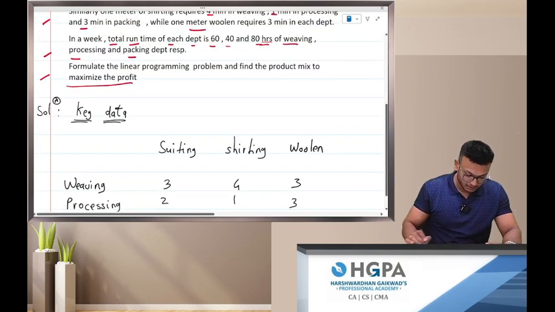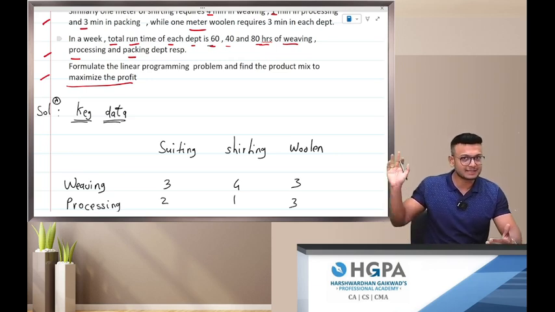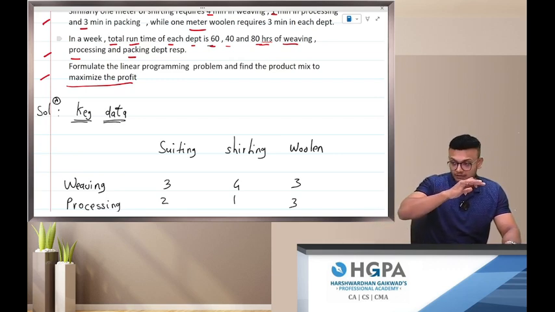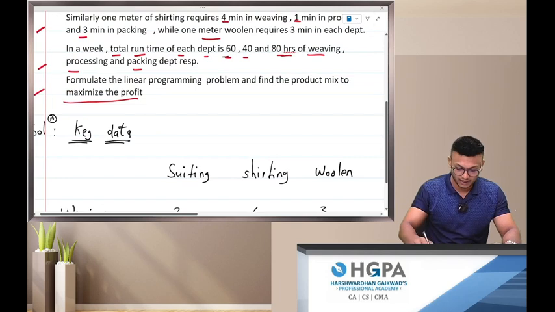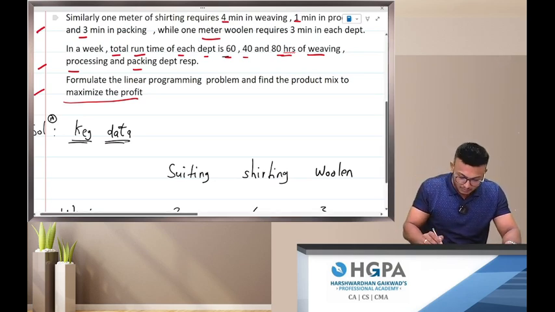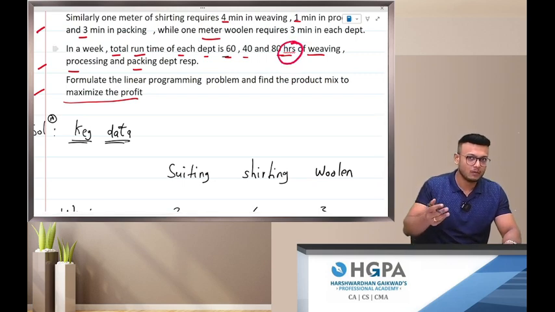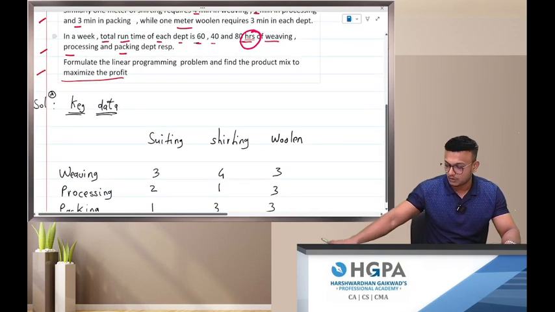Now, next, the total runtime of each department is 60, 40, and 80. Can I say this is the limitation constraint? Because whatever you do, this is the limit. Now, the main point is, if you're not paying proper attention in the examination, you might end up going wrong over here. All the information above is given in minutes, but here they've given hours. So we need to convert this into minutes so that it becomes at par. So 60 hours into 60 minutes will become 3600 minutes.